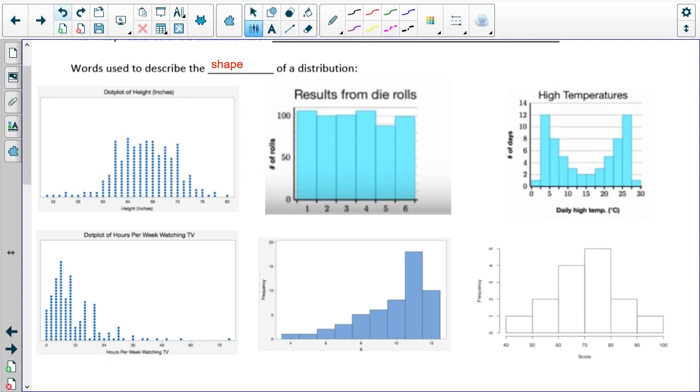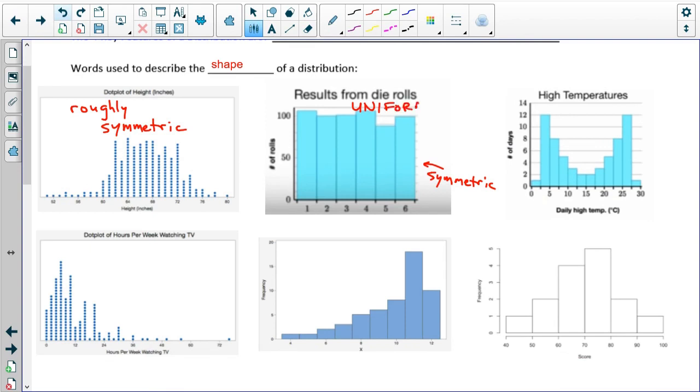So the first one on the top left is going to be roughly symmetric. Now, there are a few more observations to the left than there are to the right, but in general, most of this ends up being something that's in a symmetrical pattern. So that's roughly symmetric. Now, the second one is also symmetric, but we have a more descriptive way to put this. Not only is it symmetric, we would call it uniform.